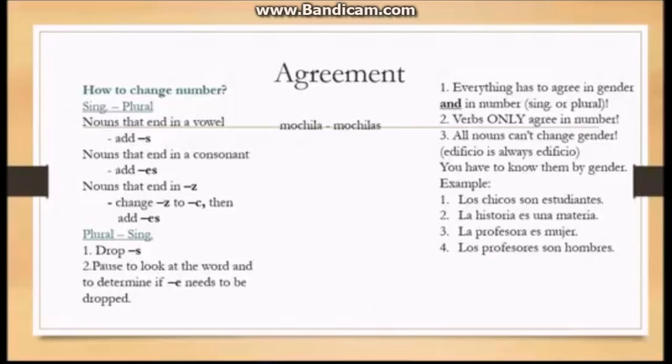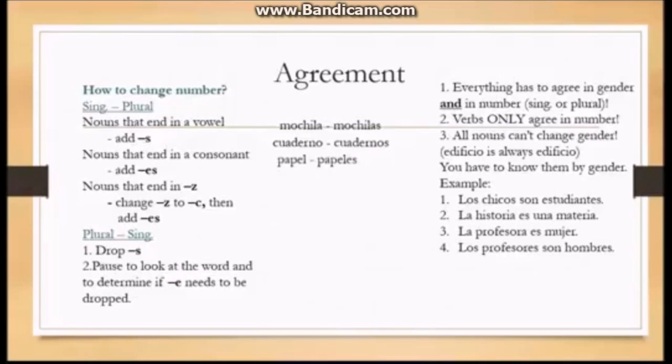Mochila ends in a vowel, so we add s to make it plural. Mochilas. Book bag to book bags. Cuaderno ends in a vowel, so we add s to make it plural. Cuadernos, notebook to notebooks.